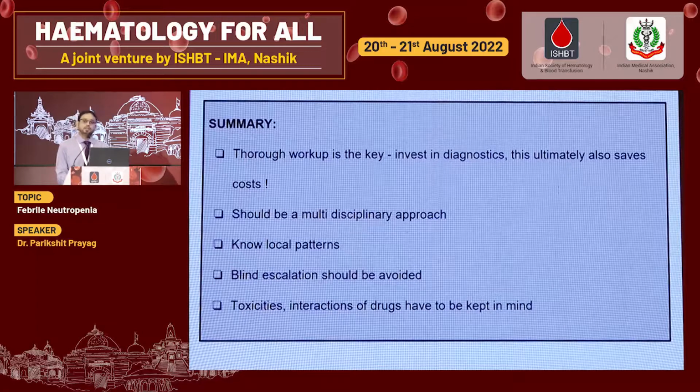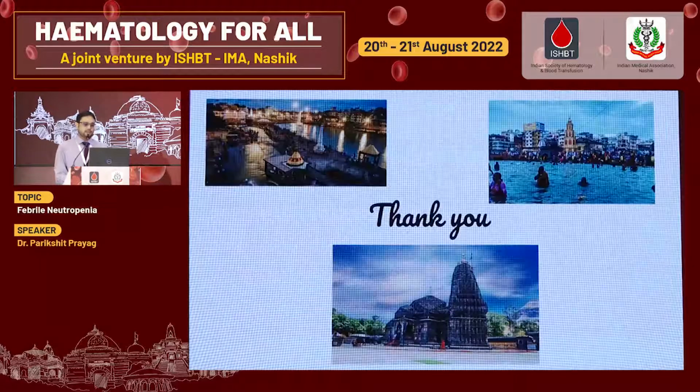A lot of times, day 2 or day 3 of febrile neutropenia, the patient has already gone from piptaz to meropenem to polymyxin in 48 hours, but we haven't really bothered to see whether this patient has a fungal lesion or anything like that. So blind escalation should be avoided. Always look at diagnostics. And toxicities and interactions of drugs have to be kept in mind.